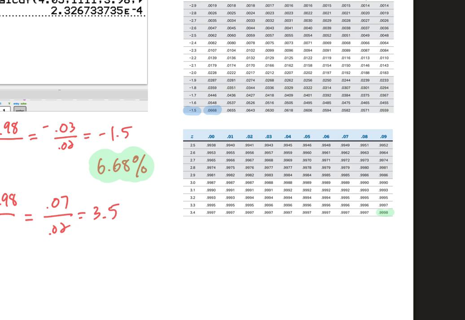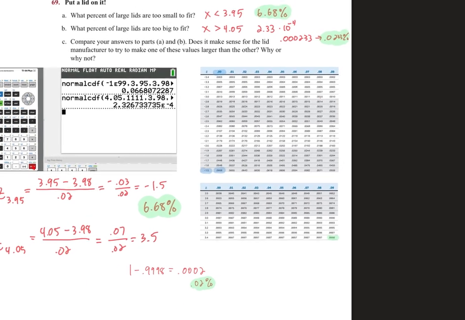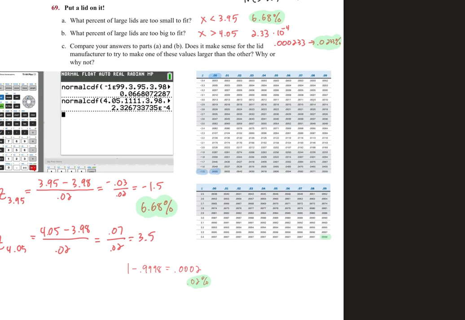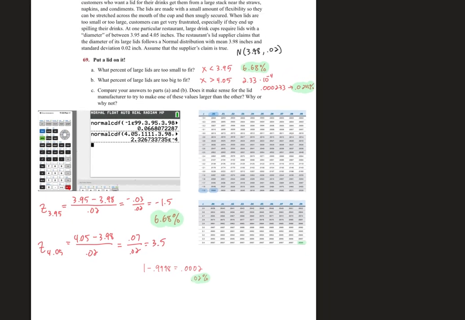Okay, so then that's the proportion to the left, that's less than, so we want more than. So we'll just do 1 minus that number, which is 0.0002, and that's... Okay, I know we got a small number last time. Is that what we got? Yeah, 0.0233. Okay, so that makes sense.